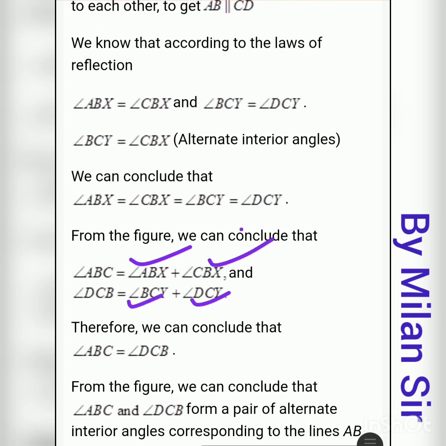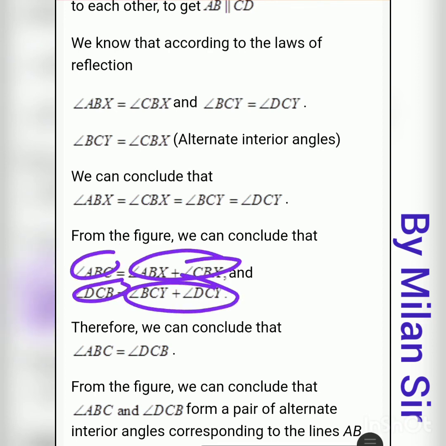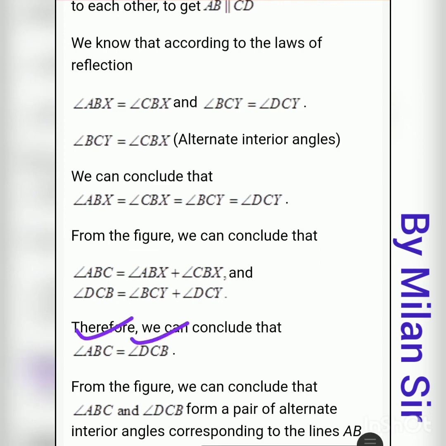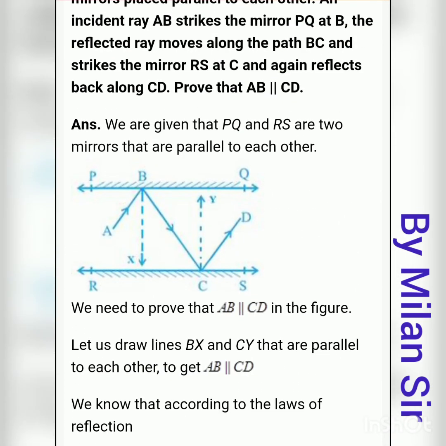So the right hand sides are the same. So we can write that the left hand sides are also the same. It means angle ABC is equal to angle DCB. That is what we needed to prove here: these two angles are equal. So from that we can write that these two lines are parallel lines. That means AB parallel CD.